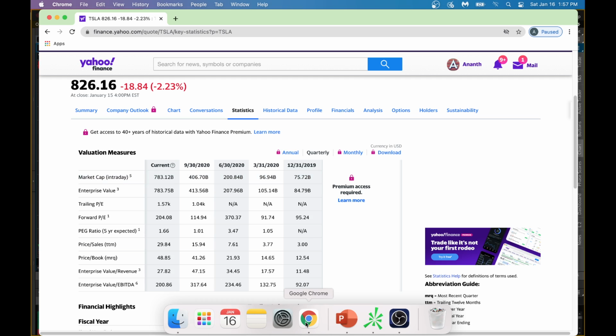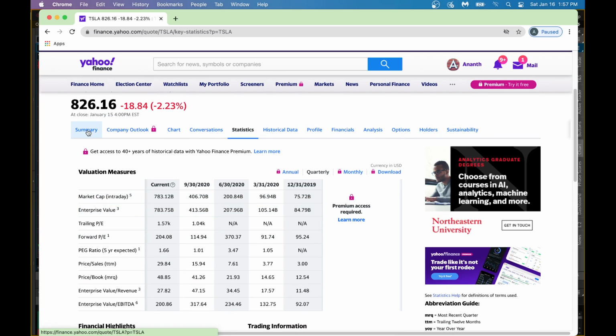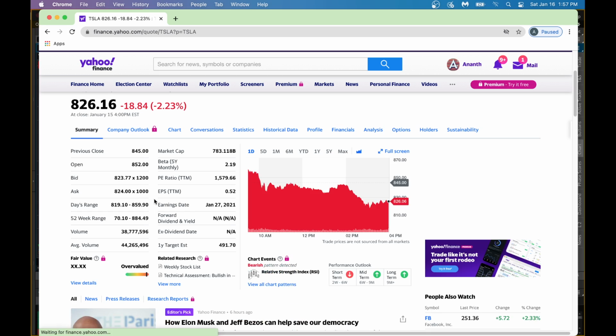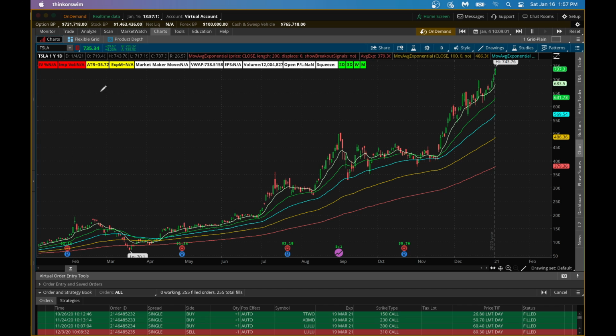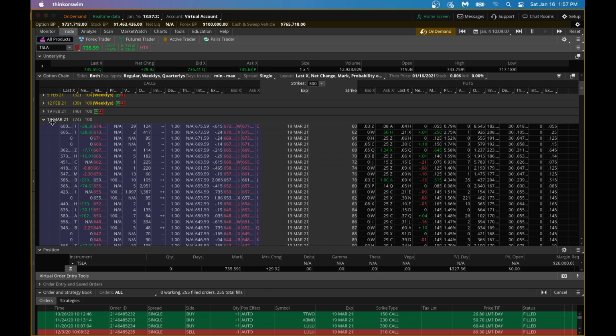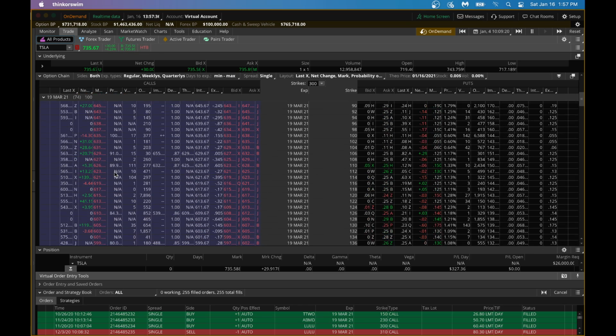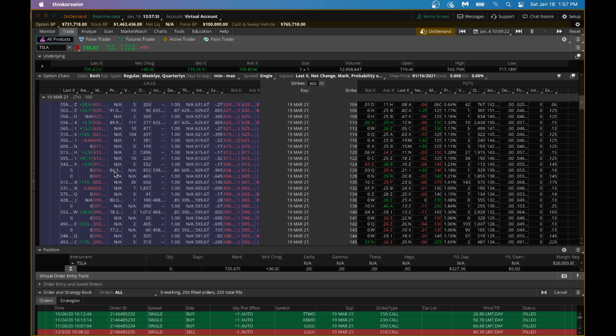Let's look at Yahoo Finance for a minute. Let's go to summary. If you go to summary, we have an earnings date coming Jan 27th. If I go back to the option chain here, we are at 19 March. So this will be just maybe a couple of months after the earnings. So we are looking at earnings exposure also here. With that, we don't need to wait till earnings. We can close it out earlier.